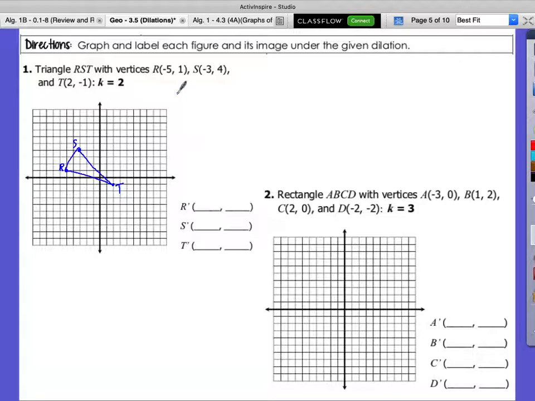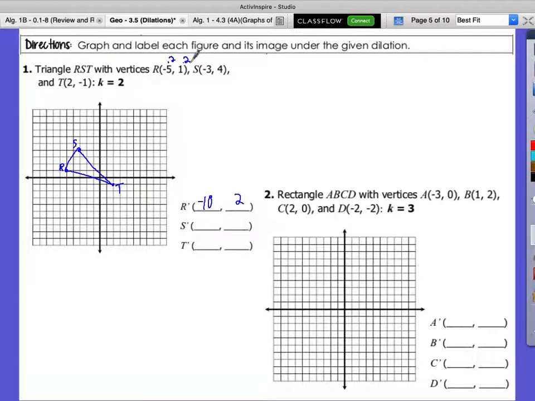So what's negative 5 times 2? That's what we're going to put for r prime, negative 10. What's 1 times 2? That becomes 2. Oh, so you just multiply. So you multiply this by 2, multiply this by 2, by our scale factor. The scale factor means to multiply it.